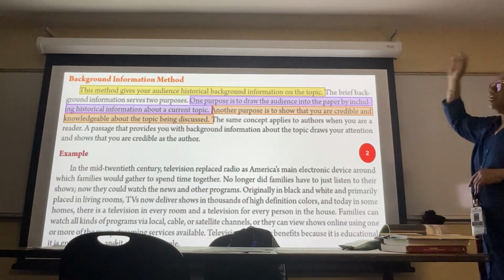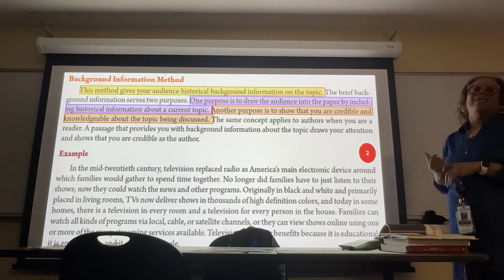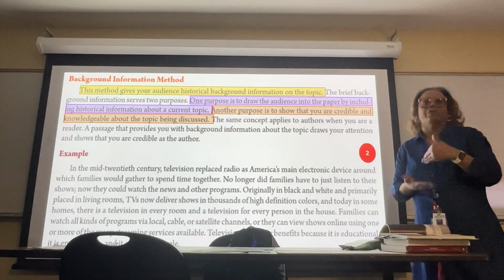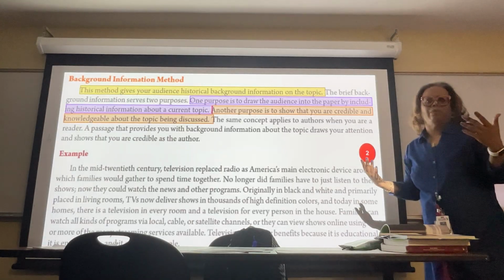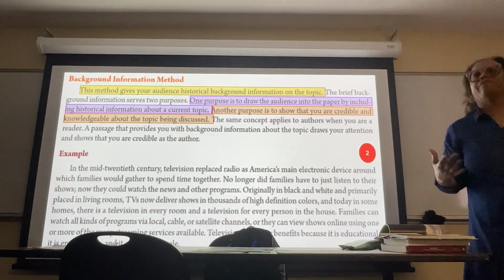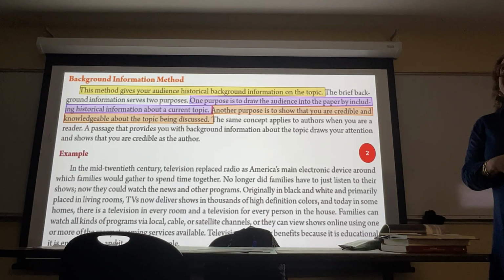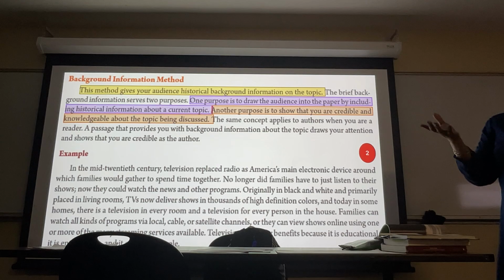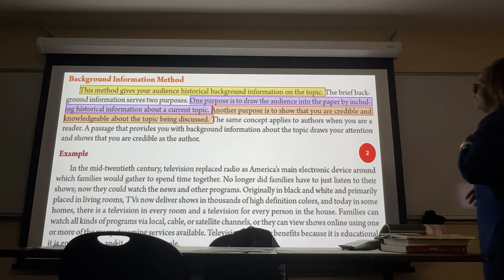This method gives your audience historical background information on the topic. That's going to be for things you need to give historical background information on. If you don't need to give it, then why would you do that one, right? If we want to talk about the history of the button being made, then perhaps we want to go all the way back to where the first button came from, what it looked like. What kind of button did cavemen have? So you're going to give us the historical relevance of it.